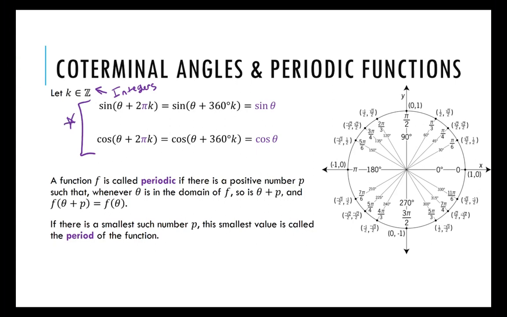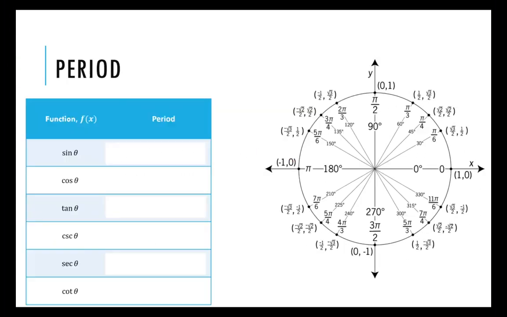You do a full rotation, you get the exact same answer. So we're going to actually extend this, and we're going to write down what is the period of each one of these trig functions. Now, for sine and cosine, we just addressed it. It has a period of 2 pi.